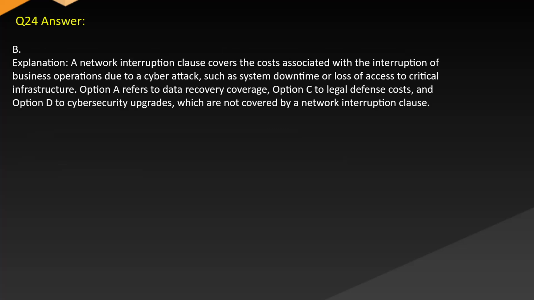Answer B. Explanation. A network interruption clause covers the costs associated with the interruption of business operations due to a cyber attack, such as system downtime or loss of access to critical infrastructure. Option A refers to data recovery coverage, option C to legal defense costs, and option D to cybersecurity upgrades, which are not covered by a network interruption clause.